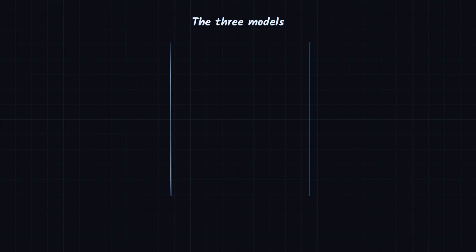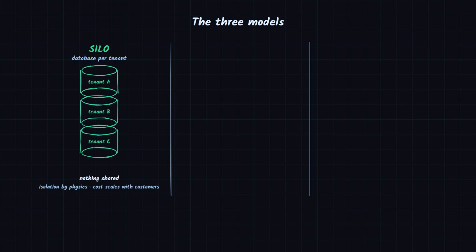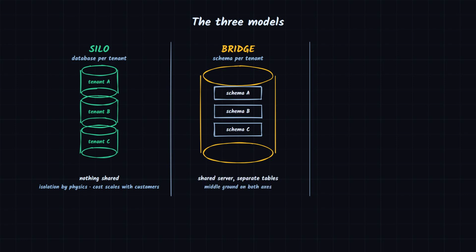Here they are. Silo is a database per tenant. Nothing is shared, so a query physically cannot reach another customer's data, and you can restore one customer to Tuesday without touching anyone else. Pool is the opposite. One database, one set of tables, every tenant's rows side by side with a tenant ID column. It is the cheapest thing per customer and the easiest to operate, and it is the one that leaks.